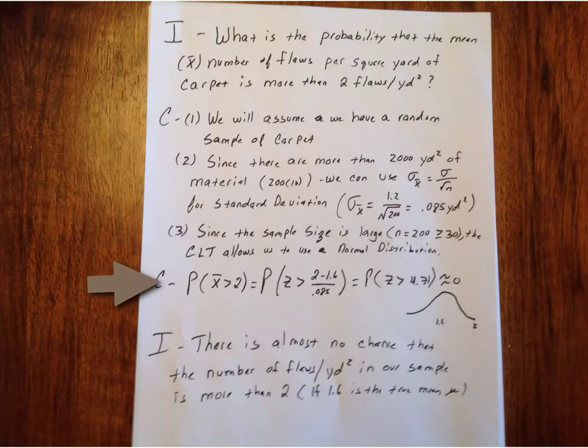All right, your third step is to calculate. Don't forget to show your work, show the Z, show the P, and show the graph. And notice here we're essentially 0. So the probability that X bar, the mean of our sample, is greater than 2 is the probability that Z is greater than (2 minus 1.6) divided by 0.085, which is the standard deviation, is the probability that Z is greater than 4.71, which is essentially 0, and there's your graph.